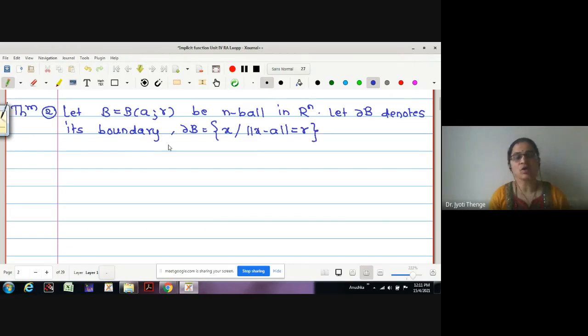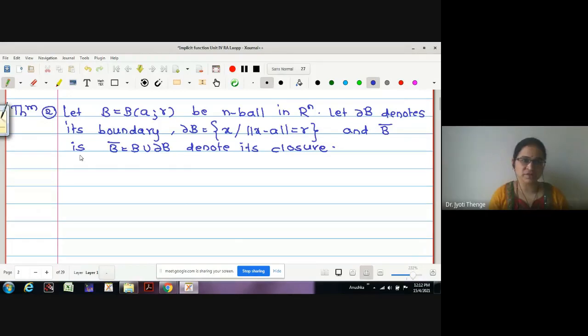Now, whenever this is less than r, it gives all the interior points of the ball. Here we are considering exactly the boundary points. And let B bar equal B union dou B. B union dou B means the ball along with its boundary points. It denotes its closure.